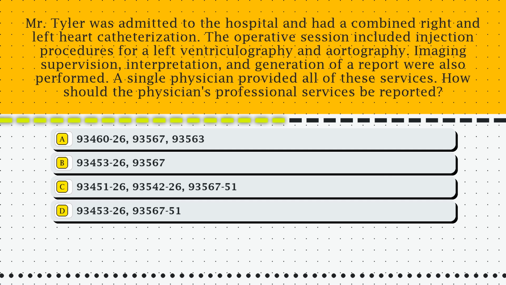Option A, 93,460-26, 93,567, 93,563. Option B, 93,453-26, 93,567. Option C, 93,451-26, 93,542-26, 93,567-51. Option D, 93,453-26, 93,567-51.